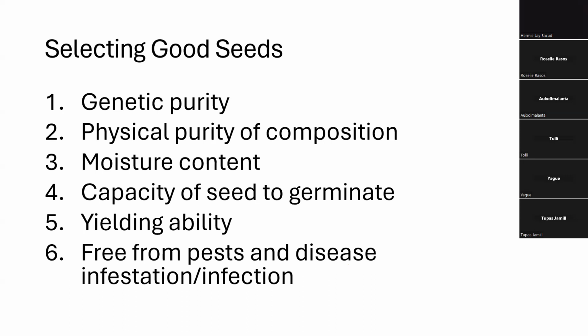Then fifth factor, yielding ability. So when we're talking about the yield, yield is equal to the genotype plus environment plus the interaction between the genotype and the environment. Yield, yung produce quantity. Then last factor that we must consider in selecting good seeds, it must be free from pests and disease infestation or infection.